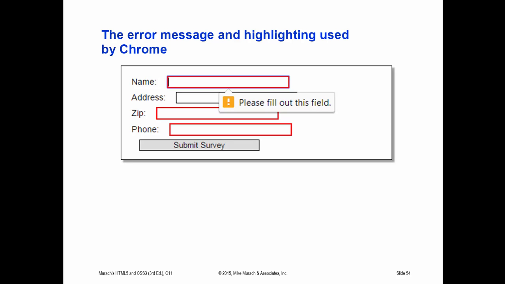Novalidate, which is a Boolean attribute, meaning it can be true or false only, tells the browser it shouldn't validate the form or the control that you put it on.